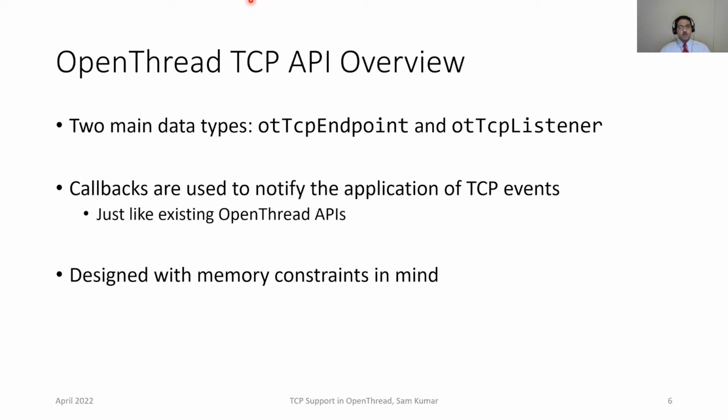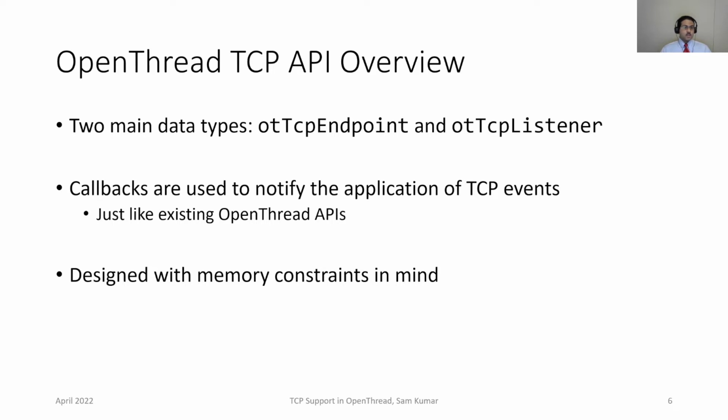In a typical BSD sockets-based API, these two functionalities would be combined into a single TCP socket. Part of the rationale in splitting them apart was to reduce memory usage, because it takes more memory for a TCP endpoint, which has to maintain the full TCP connection state, compared to a TCP listener. By splitting them apart, you only pay the memory overhead for the part of TCP that you're using.